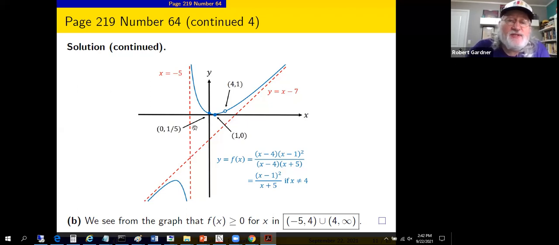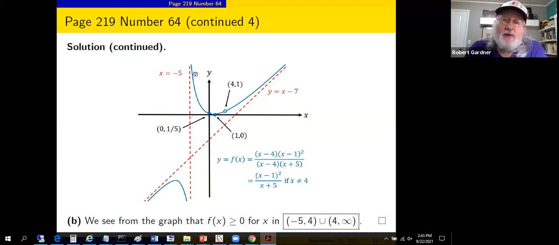And here's the point (0, 1/5). It's a little hard to tell there, but that's the y-intercept. Again, I graphed this by hand. I didn't use graphing software to graph it. I graphed it based on the information we had. The part B of the question was, where is f of x greater than or equal to 0?